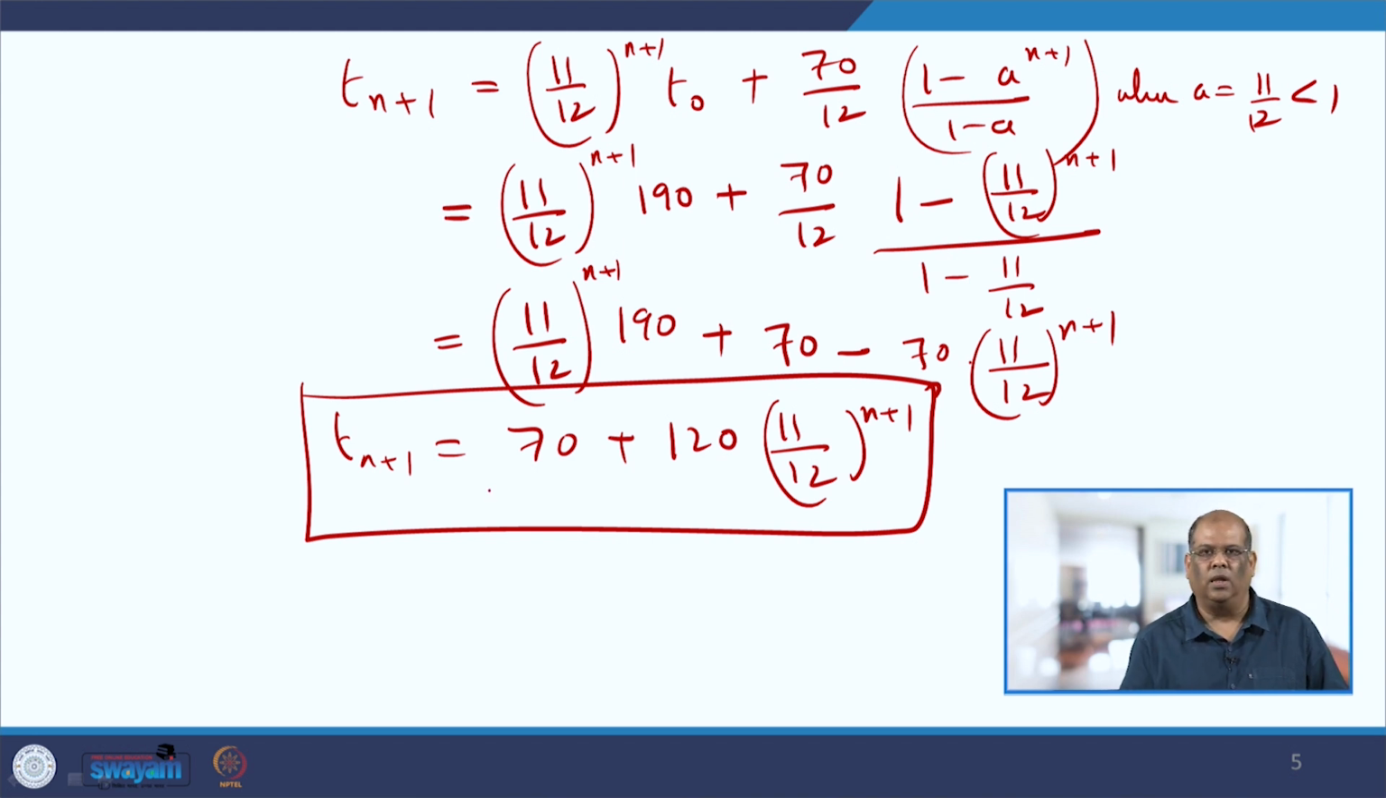So, what happens in the long run? As your n becomes large, you see that your T_{n+1} approaches the room temperature, because 11 by 12 is less than 1. So, this particular thing tends to zero.